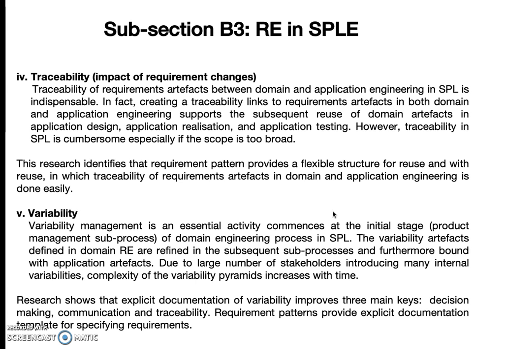Finally, but not the least, variability. Variability management is an essential activity that commences at the initial stage of software product line engineering. This stage is called the product management subprocess. The variability artifacts defined in domain requirement engineering are refined in the subsequent subprocesses and furthermore bound with application artifacts.